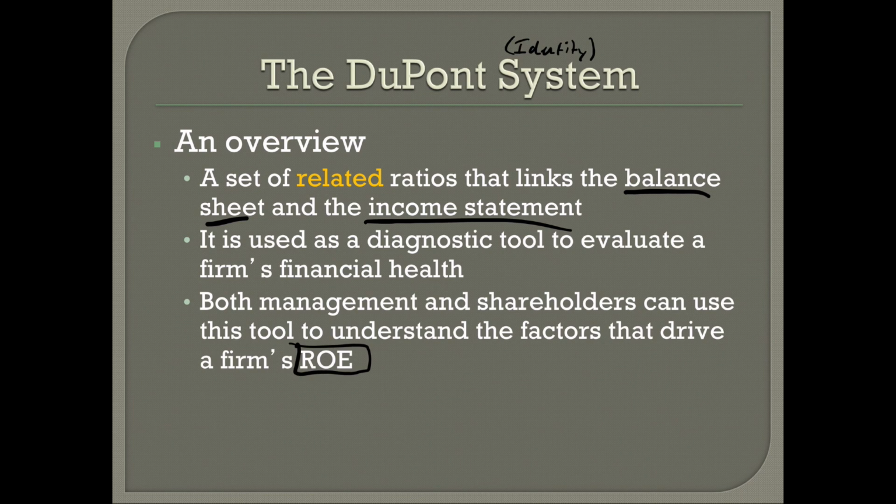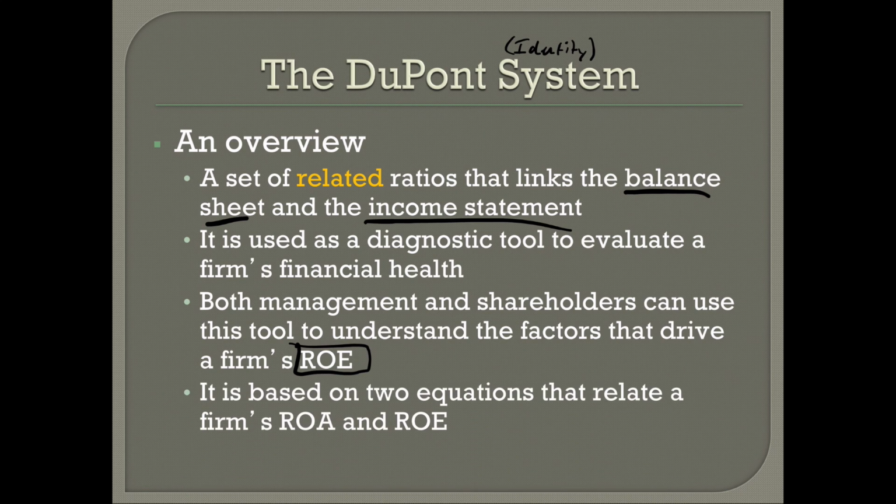So the DuPont system, or the DuPont identity, focuses on what are the main determinants in a company's ROE. Why is a company's ROE increasing, decreasing? Why is it this value in comparison to its competitors? But it focuses on evaluating the main drivers of a company's ROE. And it's based on 2 equations that relate a firm's ROA and its ROE.